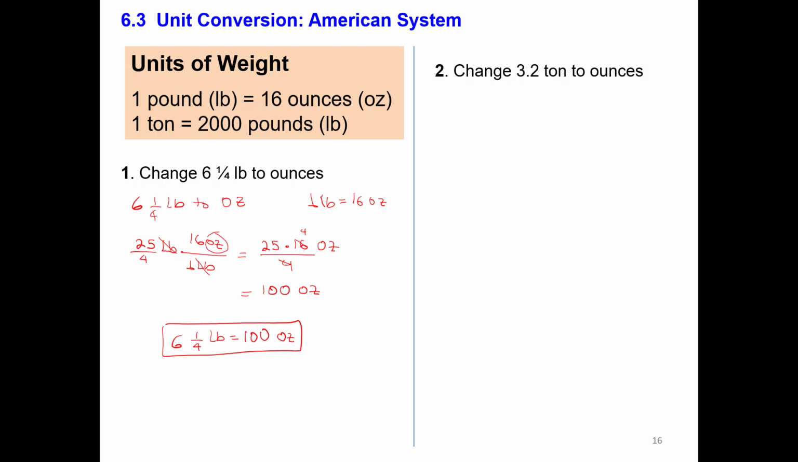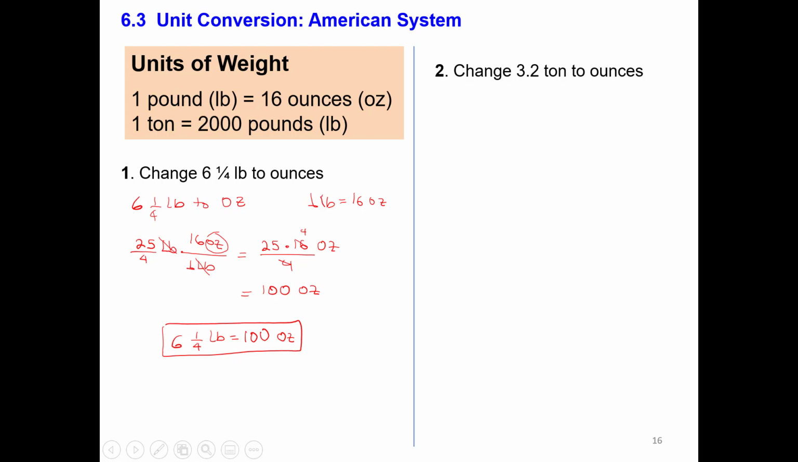Let's now solve the next problem. In this case, we want to change 3.2 tons to ounces. We don't have a direct conversion factor, but what we can do is convert first tons into pounds, and then convert the pounds into ounces. Yes, this is what we can do.